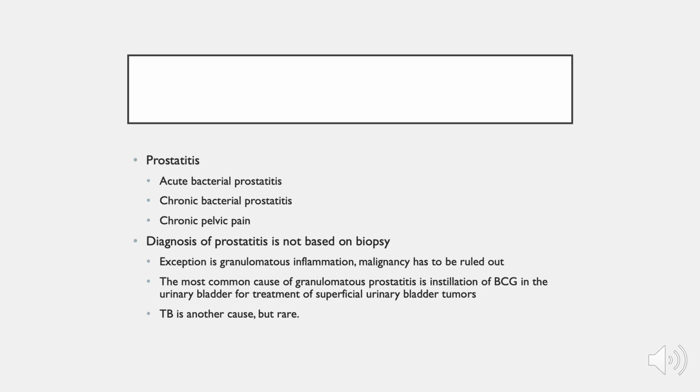The most common cause of granulomatous inflammation in the prostate is the instillation of BCG in the urinary bladder for treatment of superficial urinary bladder tumors, as we will see later in the lecture. TB is another cause of granulomatous inflammation, although it's rare.